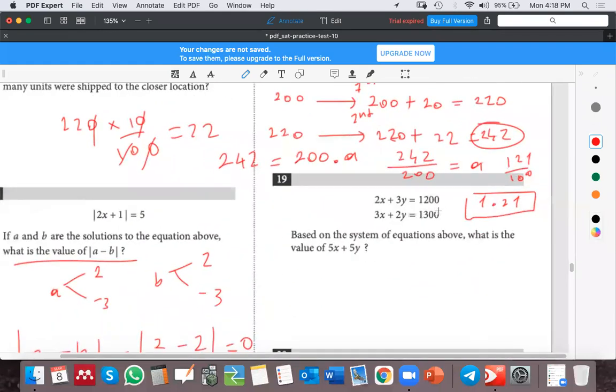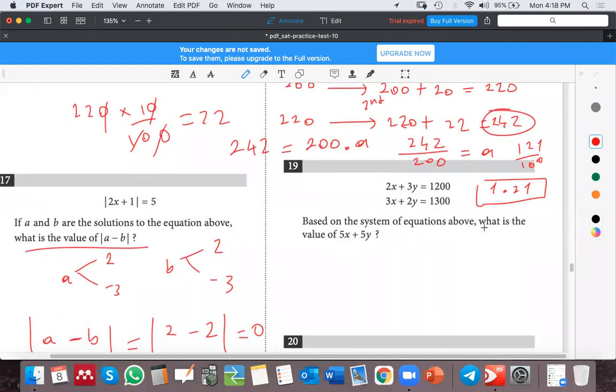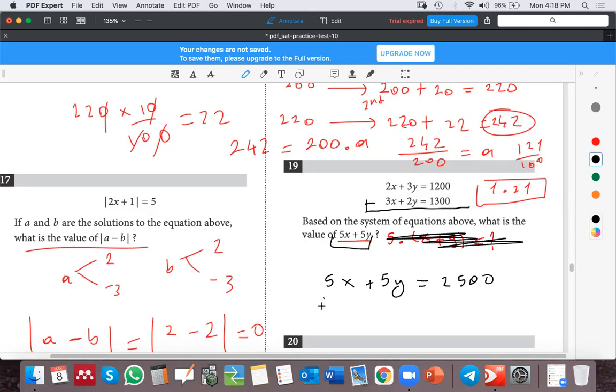Okay, question number 19. It says that based on the system of equations, what is 5x plus 5y? First of all, 5x plus 5y means 5 times x plus y also. I can say this. Okay, how can I solve this question? Let me think. 2x, 3x. Oh, so simple. If I add them side by side, what will be? 2x plus 3x, 5x. 3y plus 2y, 5y is equal to 2,500. So forget about this. 5x plus 5y, this amount finished. We just add side by side. Okay, that's it.